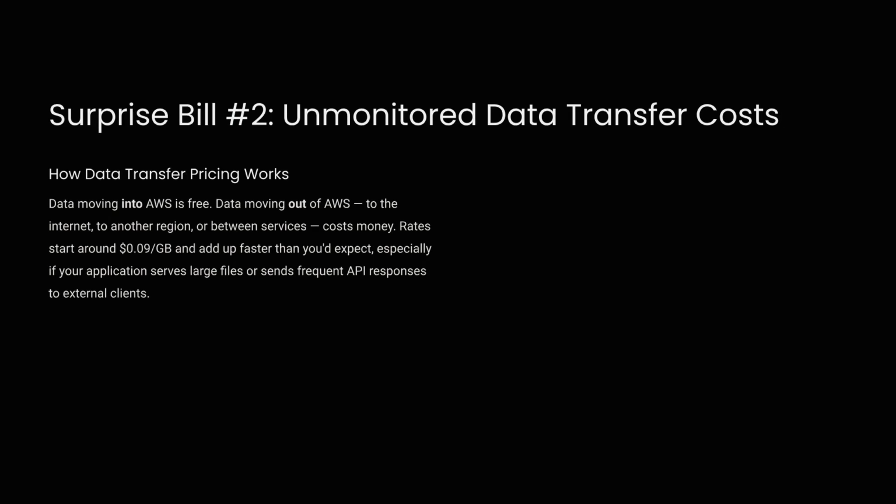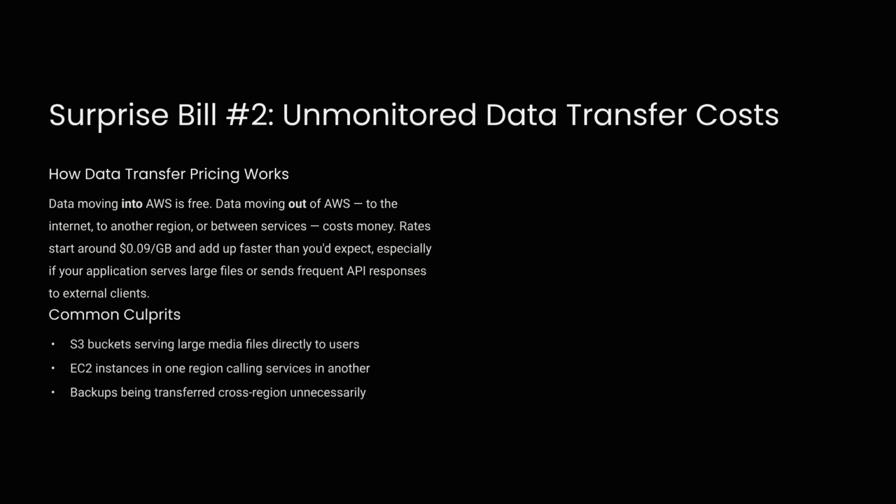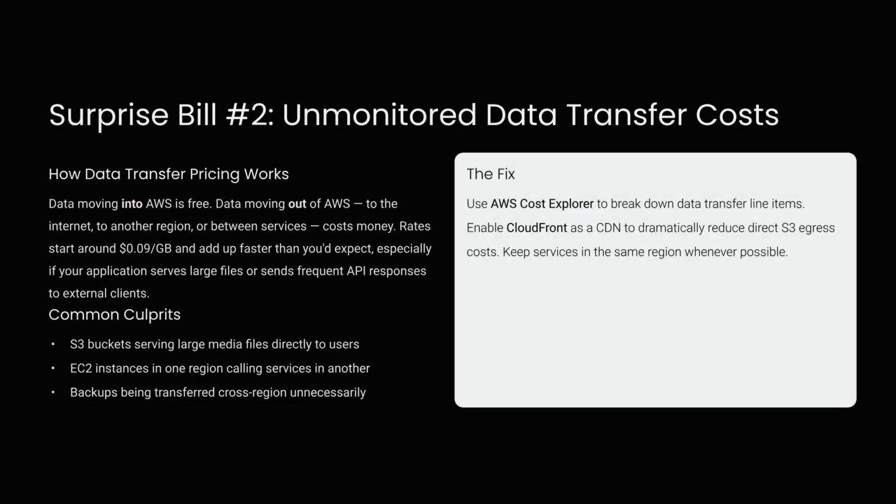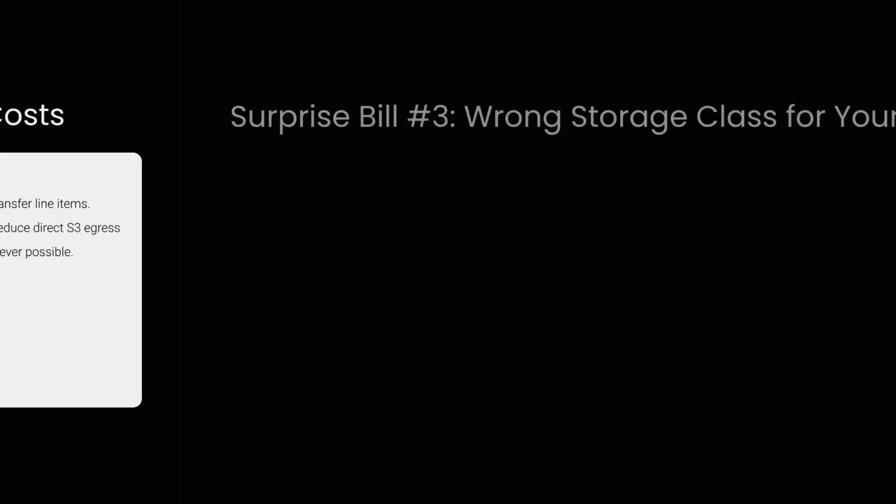Data moving out of AWS costs money. Common culprits include S3 buckets serving large files, EC2 instances calling cross-region services, and unnecessary cross-region backups. Fix this by using Cost Explorer and enabling CloudFront to reduce egress costs. Keep services in the same region whenever possible.